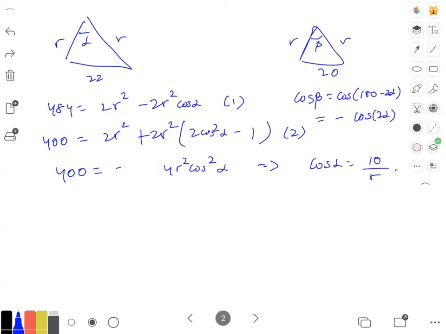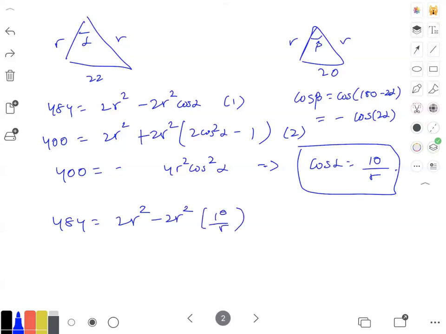And now that becomes easy, let's just plug this into equation 1. So 484 is equal to 2R squared minus 2R squared times 10 over R, and now it's just algebra. Wait, what's that? That's negative 20 over R. So we have R squared minus 10R minus 242 is equal to 0.